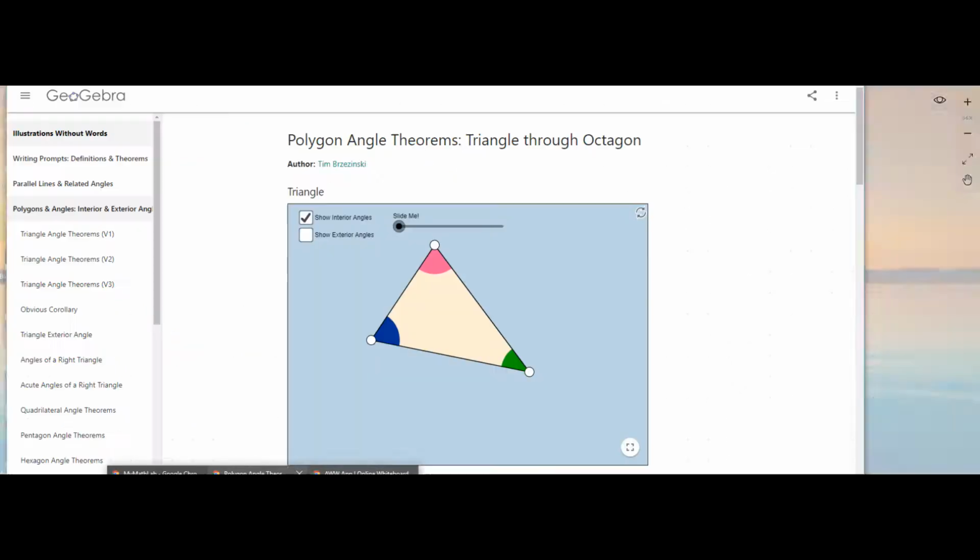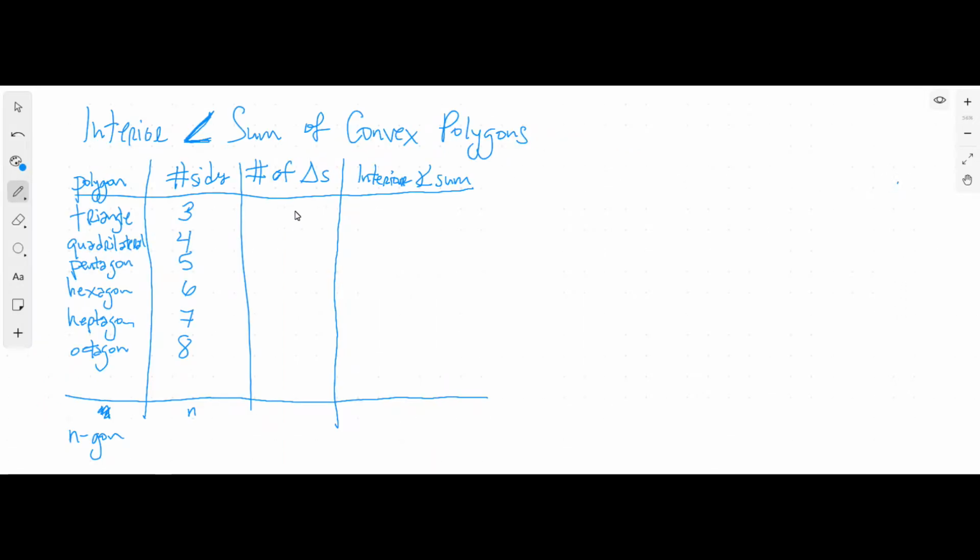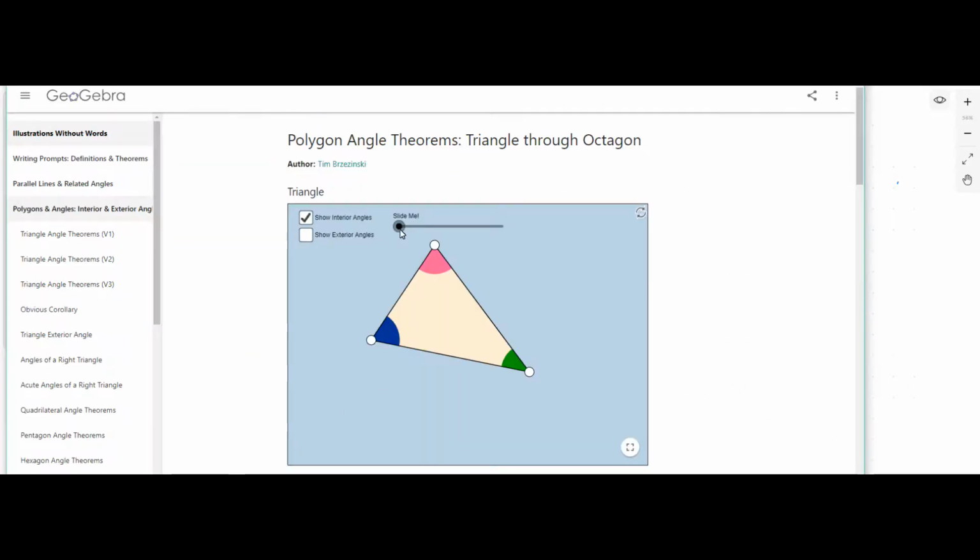So let me get back to this tool. And all we're going to do is follow what Tim shows us using this slider. Okay, so note, here's a triangle. I go back to this tool here and put the number of triangles. Well, there's only one there. And he has colored what we call the interior angles. Notice that they're the angles on the inside of the polygon. And so I'm going to slide them over. So this is just a tool.